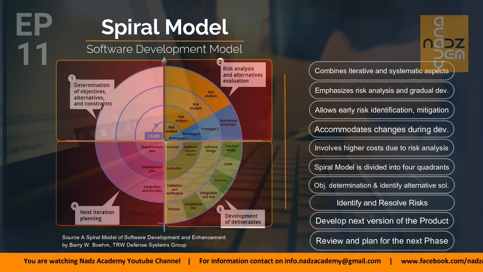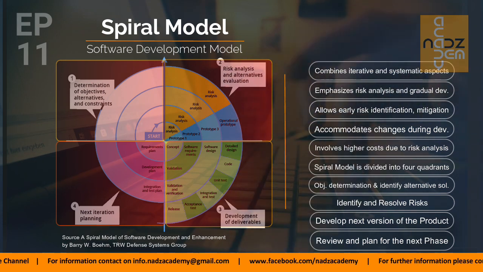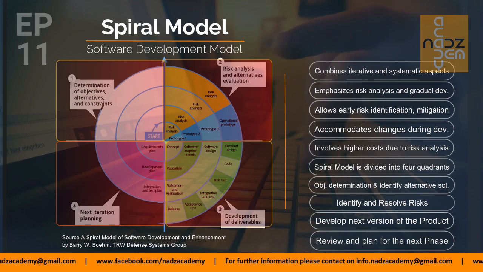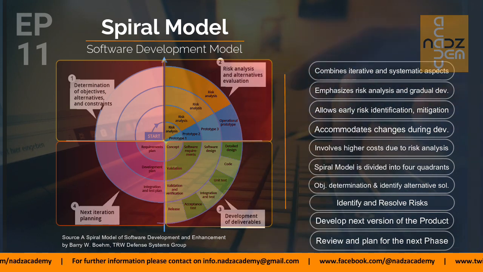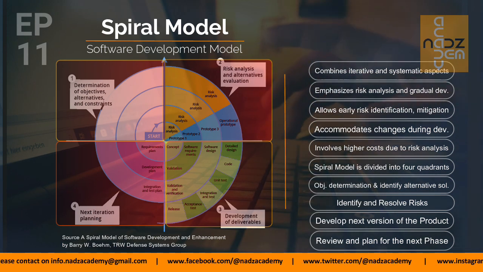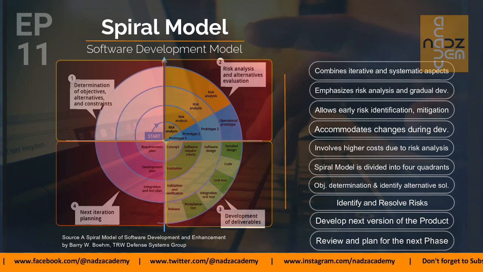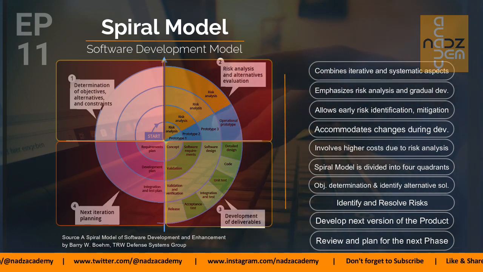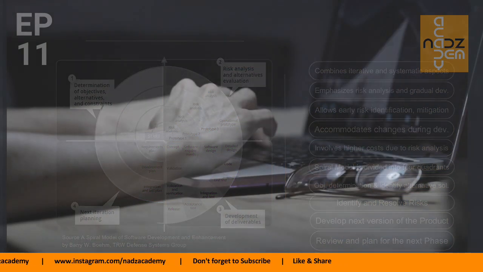In fourth quadrant, review and plan for the next phase is performed. The customer evaluates the so far developed version of the software. In the end, planning for the next phase is started. This image effectively captures the iterative and risk-managed nature of the spiral model, making it a compelling choice for complex projects where requirements might evolve or uncertainties prevail.